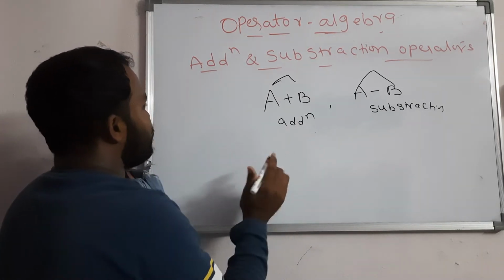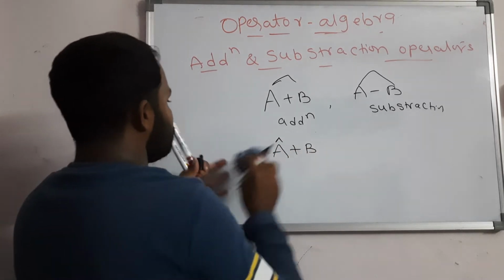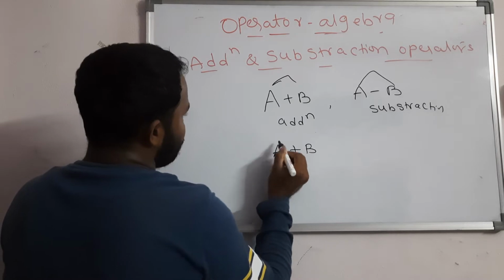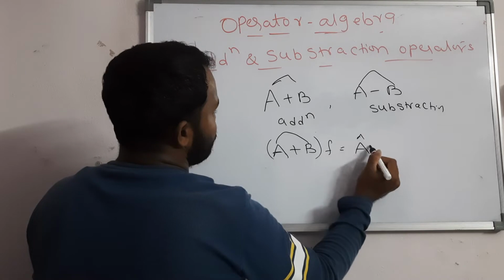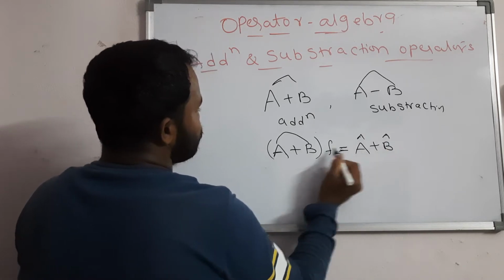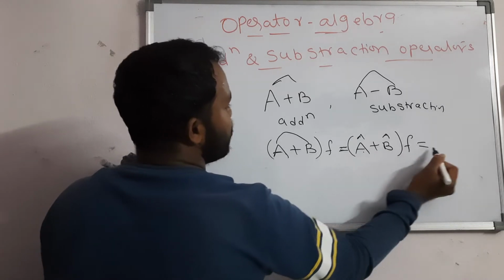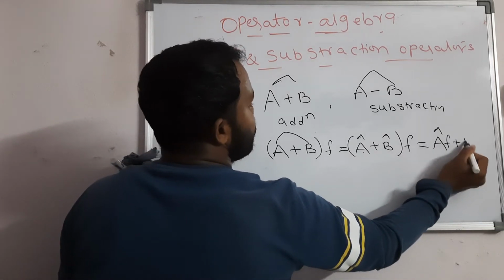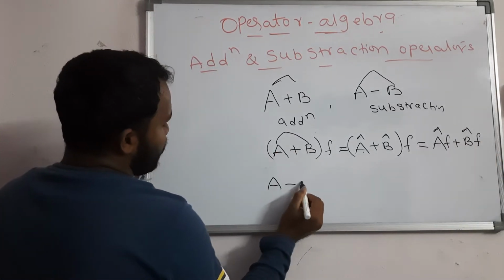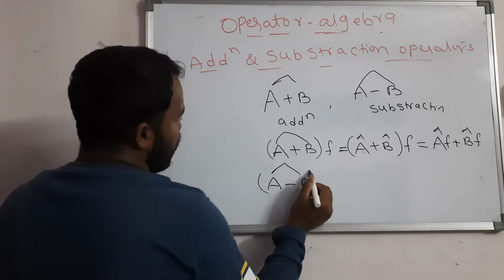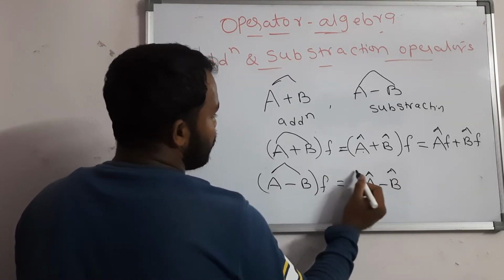If f is a function, then A cap plus B cap, acting on f, is A cap into f plus B cap into f. For the same, A cap minus B cap, if I write it on f, what will you get? A cap into f minus B cap into f.